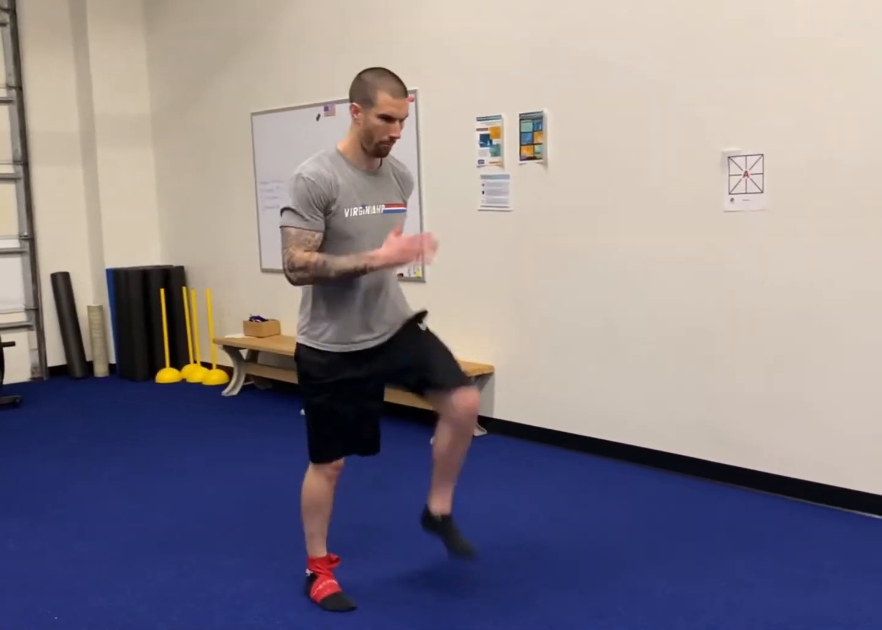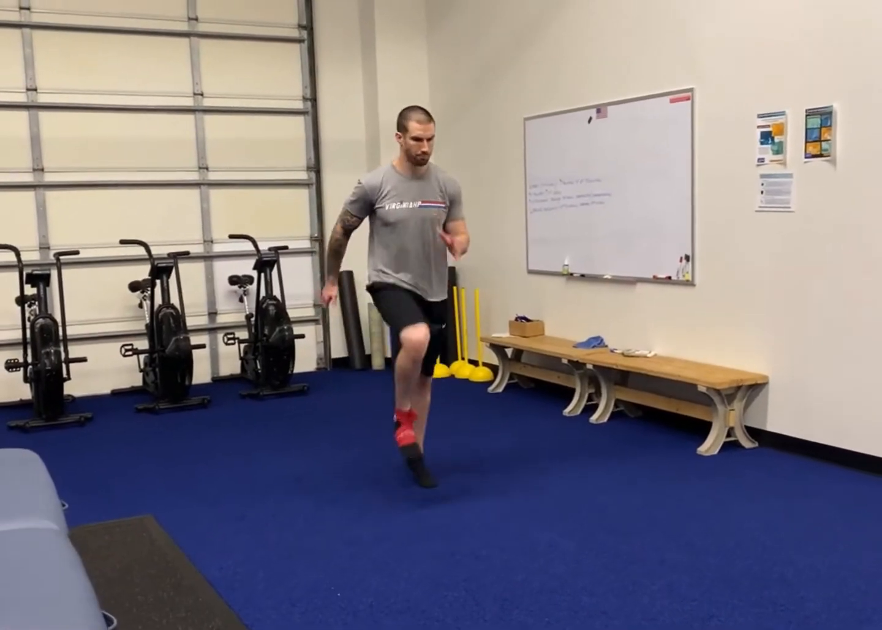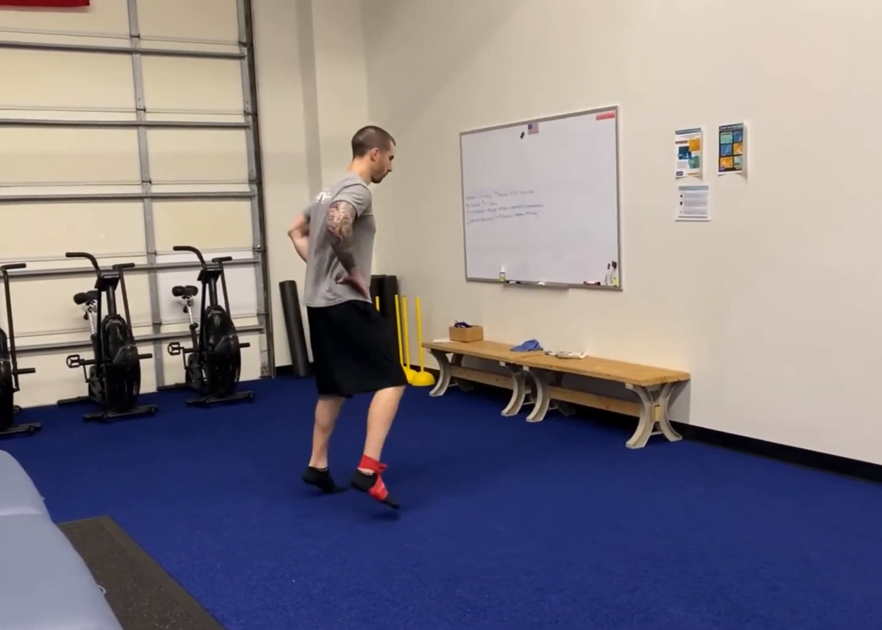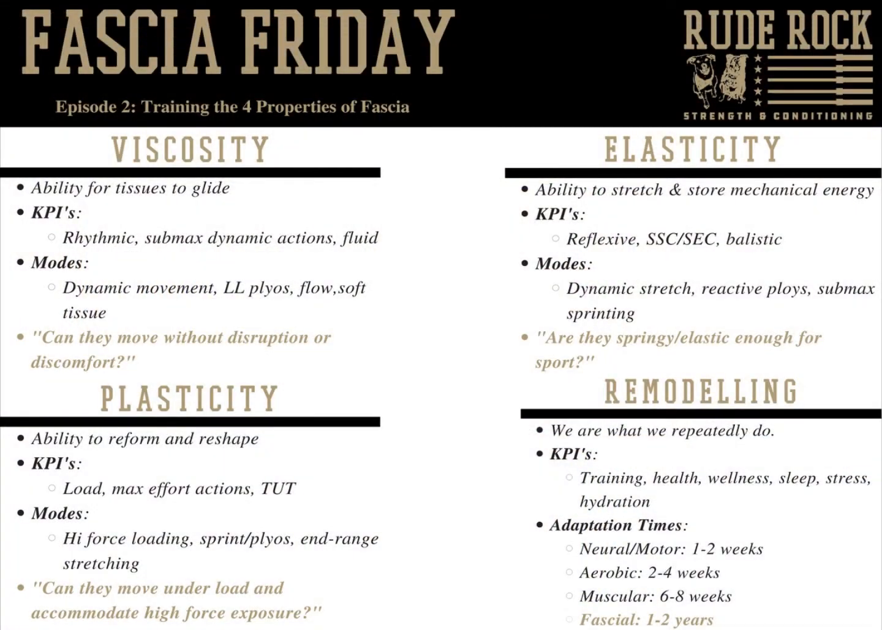And these are things that are going to help decrease the presence of viscosity within the tissues, but in essence, allowing the tissues to glide better. This can simply be assessed or observed by saying, can they move without disruption or discomfort? If things look arduous or strenuous that shouldn't, that to me is an indicator that they are struggling with viscous properties.